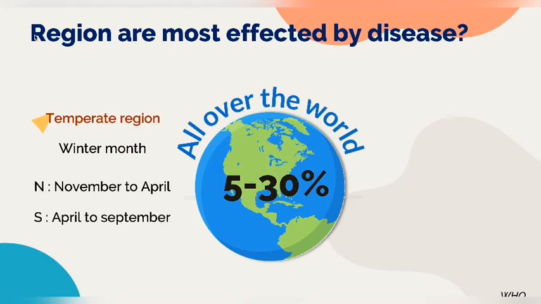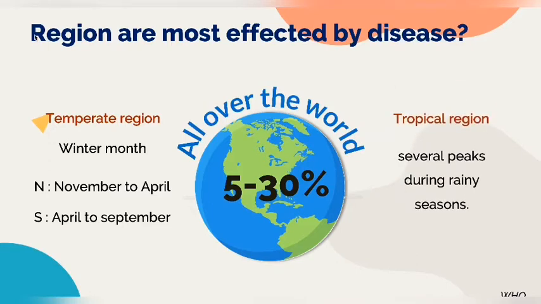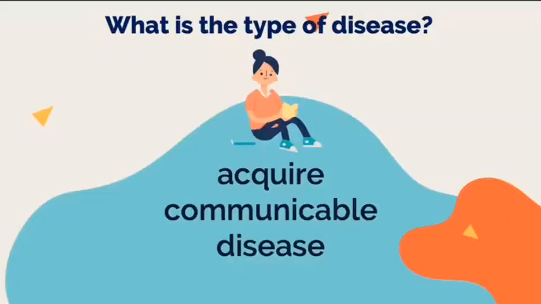Influenza is a seasonal disease occurring in winter months. It affects the northern hemisphere from November to April and the southern hemisphere from April to September. In tropical regions, there is no clear seasonal pattern and influenza circulates year-round. Typically, there are several peaks during the rainy season. Influenza A is an acquired communicable disease.